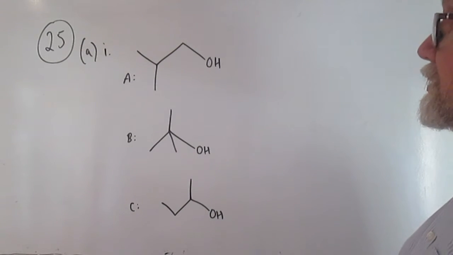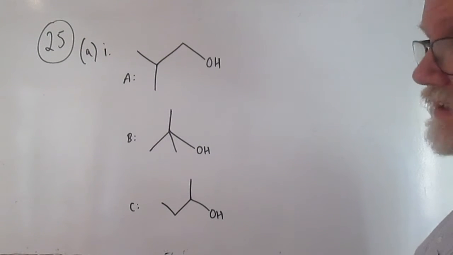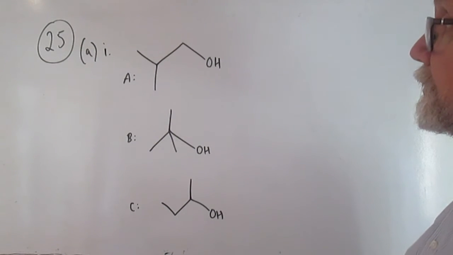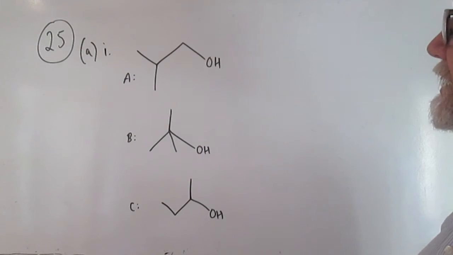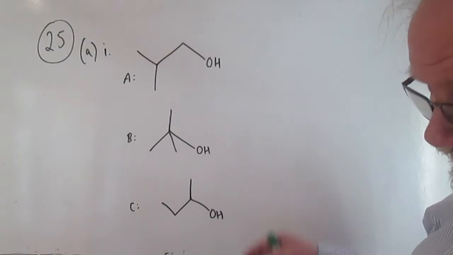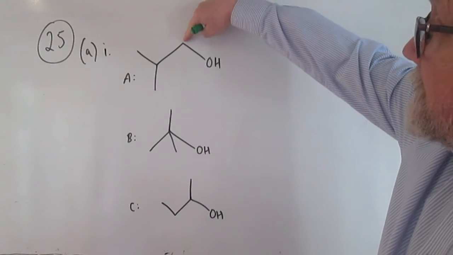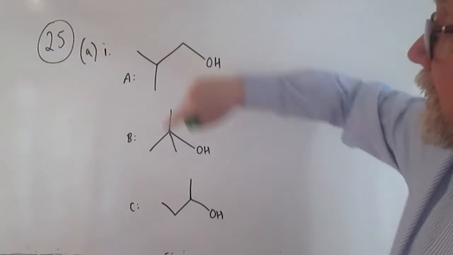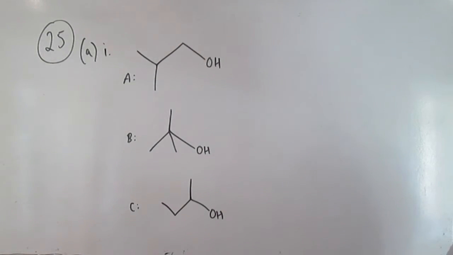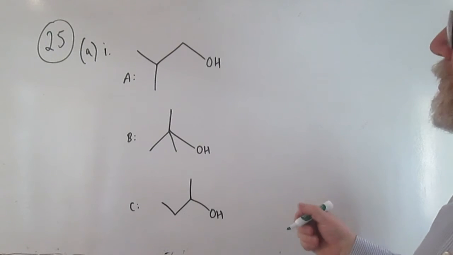Question 25 first of all wants to know what happens to each of these substances when you reflux with aqueous acidic dichromate. So remember, that depends on whether they're primary, secondary or tertiary alcohols. This one is primary because the carbon with the OH has only one other carbon directly attached. And if you have a primary alcohol, remember you have two possible outcomes.